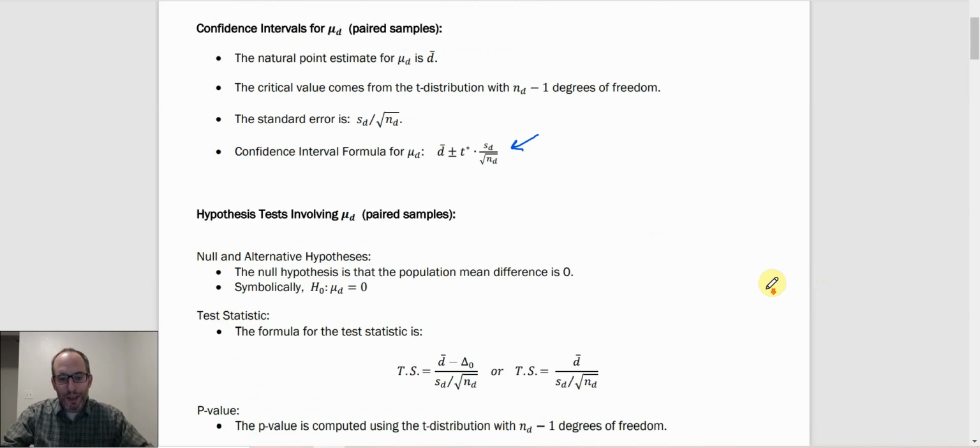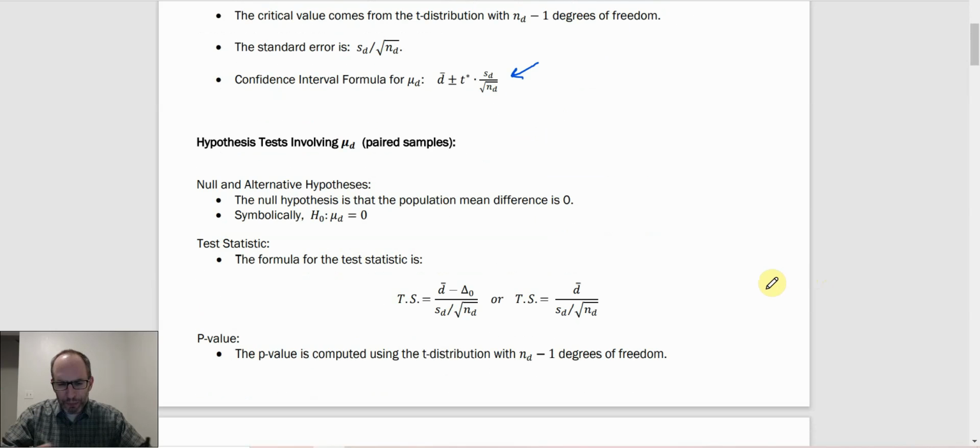And then the hypotheses. You can have other stuff, but for what we're going to do, the null hypothesis is just going to be that there's no difference. So mu sub D, the population mean difference, is 0. That's the same thing as saying there's no difference in the population.